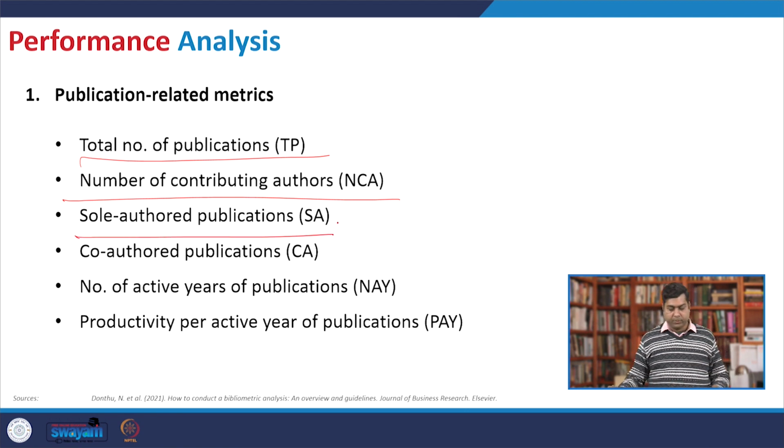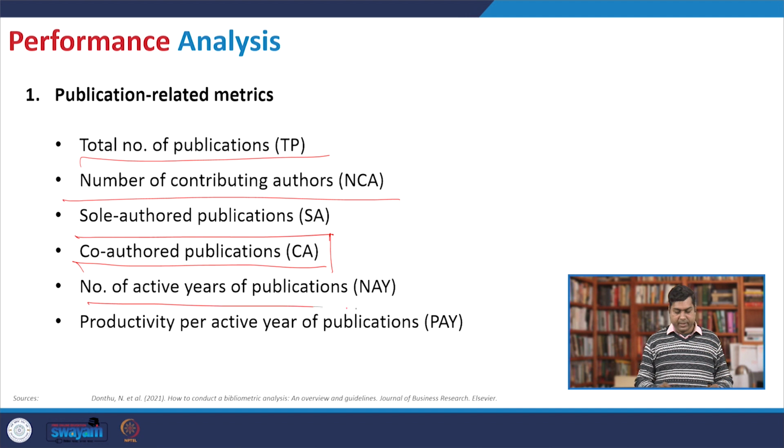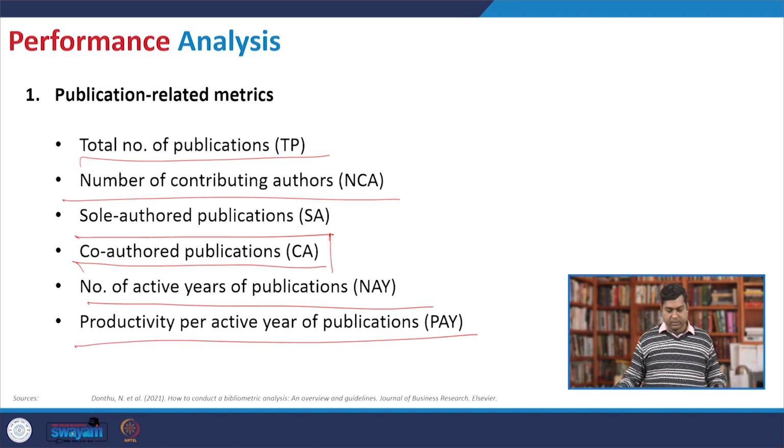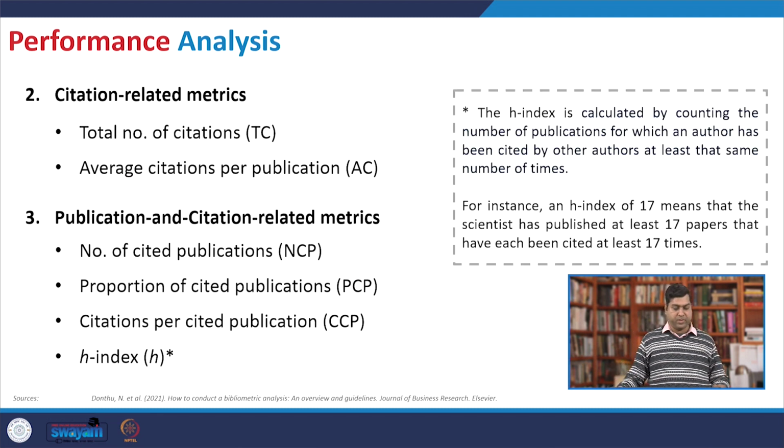Then sole author publication. Whenever there is a single author publication, that is an individual perspective, if it is on some kind of concept giving or something like that. Co-authored publication also, like how many are authored by many, and the number of active years of publication. So, since when that journal has been publishing papers, and then the productivity per year of that publication. These are a few of the publication related matrices.